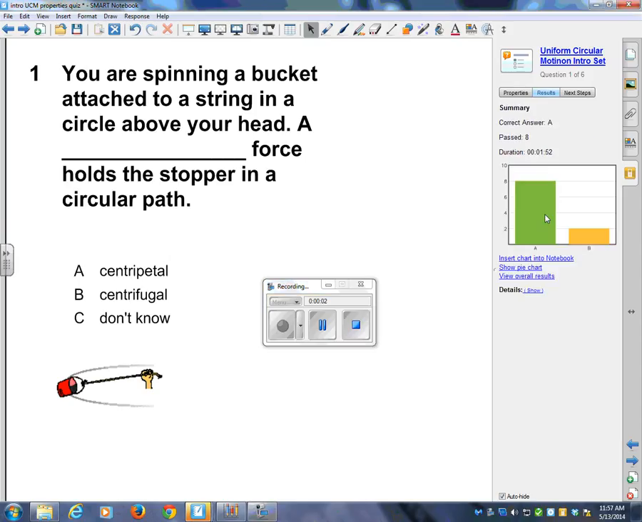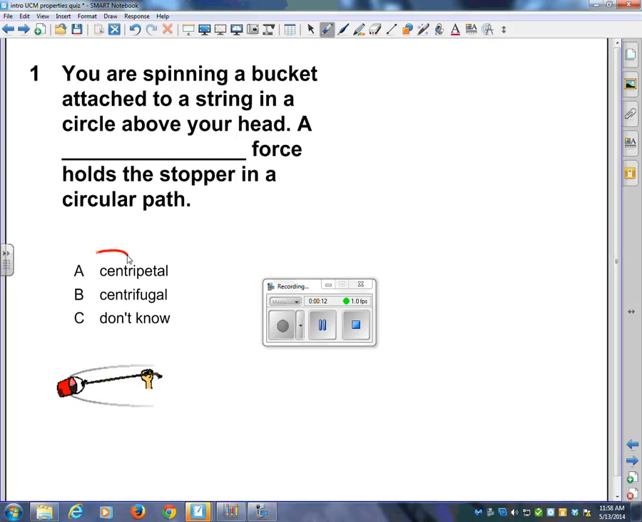Okay, let's see how you did. You are spinning a bucket attached to a string in a circle over your head. What kind of force holds the stopper in a circular path? It is, my friends, a centripetal force. Not centrifugal. Centripetal. Which is not the word that most people hear.